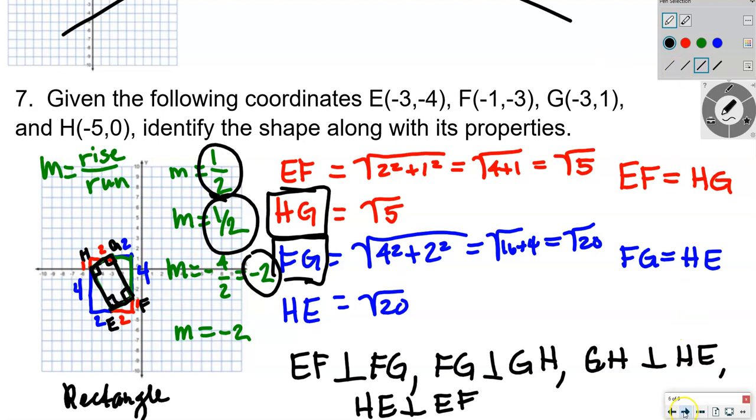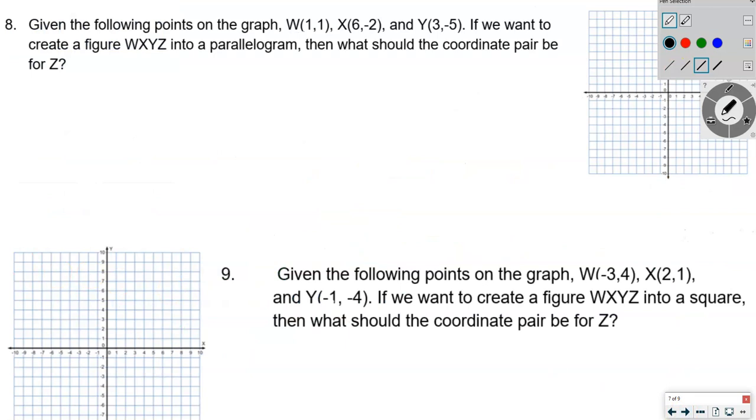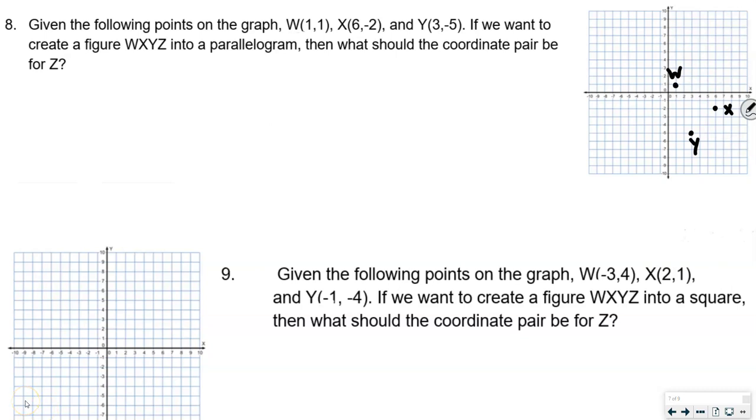Okay. So now, given the following points on the graph, we're going to plot these, and then we're going to talk about how we find the fourth point. Okay, so I've plotted my 3 points, and what I'm going to do is draw some lines from W to X and from X to Y, okay? So now, when you do this, you're trying to find the slope of these two lines and go from Y to find your fourth point, okay? So I want you guys to watch me here.